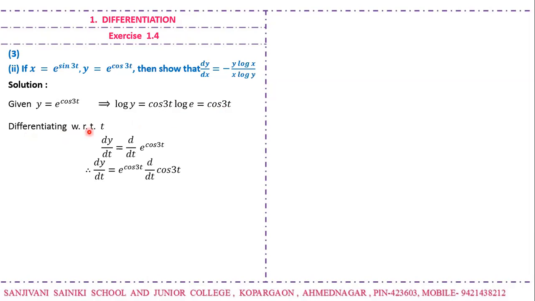Now differentiating with respect to t, we get dy by dt is d by dt of e raised to cos 3t. So e raised to f of x, derivative of e raised to f of x is e raised to f of x into f dash of x. So d by dt of cos 3t, but derivative of cos 3t is cos of f of x, its derivative is minus sin f of x into f dash of x. So f dash of x means 3t, its derivative is 3. So we got the derivative dy by dt is minus 3 sin 3t into e raised to cos 3t.